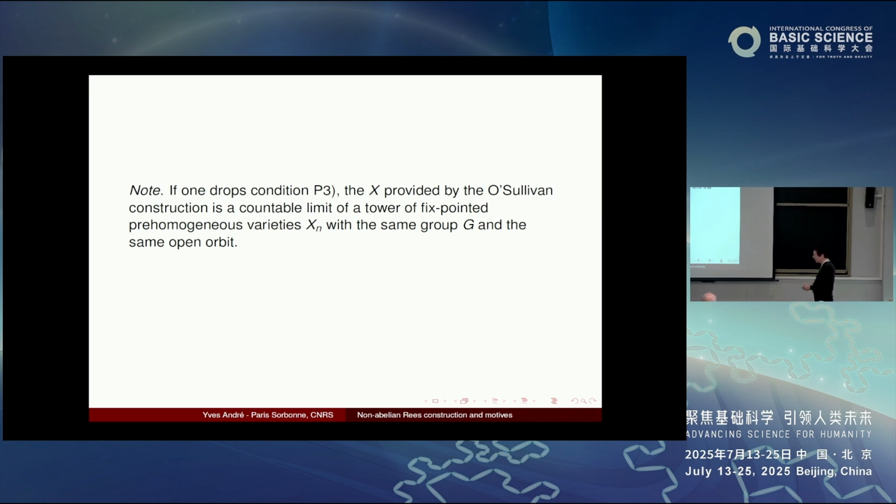So if one drops this condition, the situation is almost the same. Just instead of X being really a pre-homogeneous space, you get a countable limit of a tower of fixed-pointed pre-homogeneous varieties X_n, which all have the same group G and the same open orbit X naught. So the condition P3 is not so important.